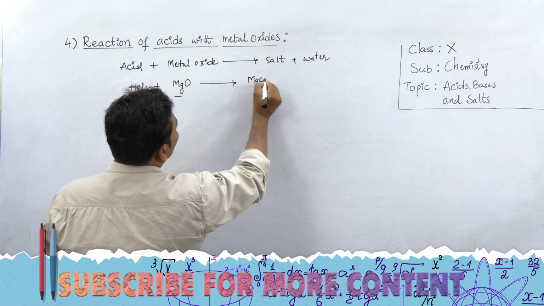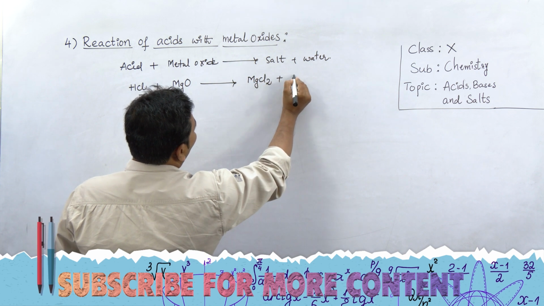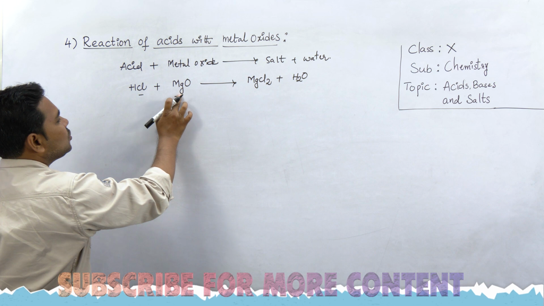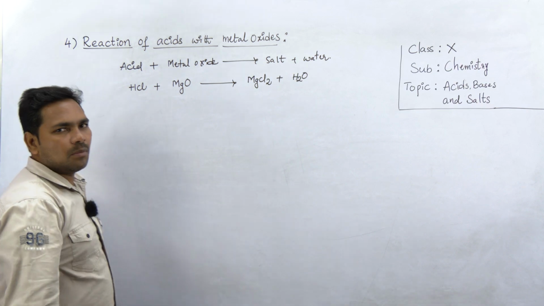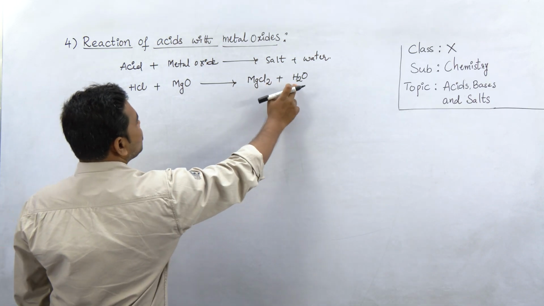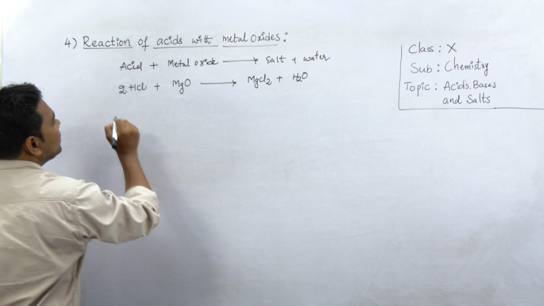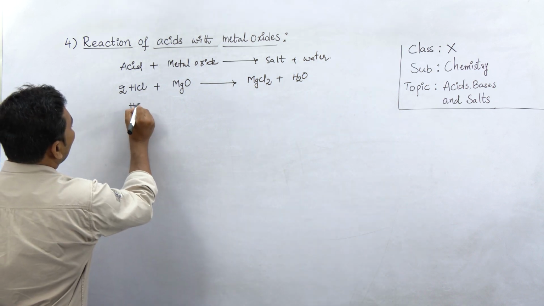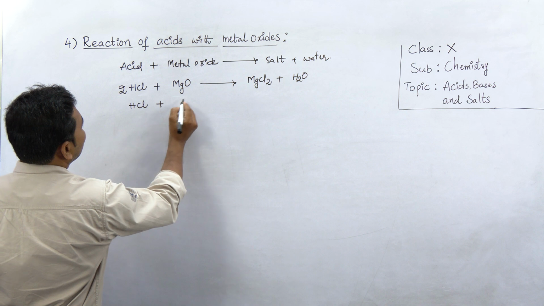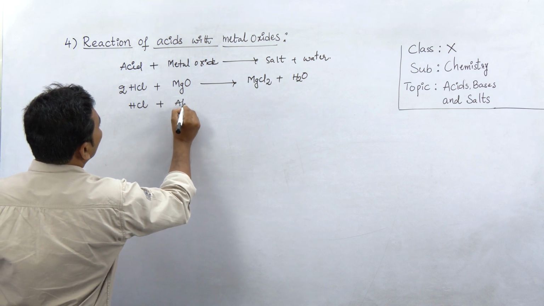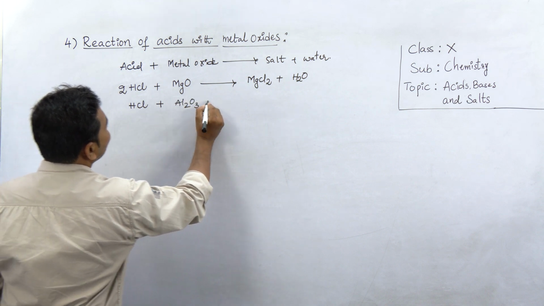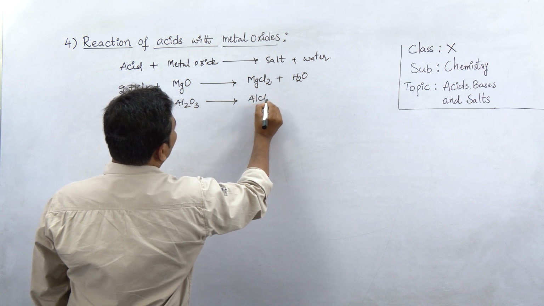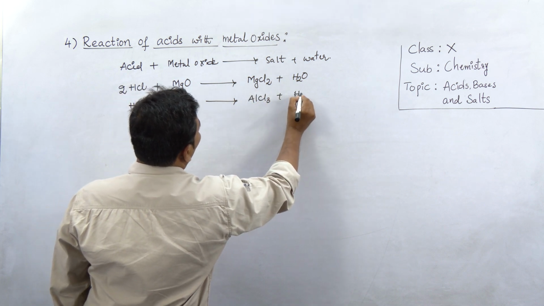MgCl2 plus, what is the other product? Water. After writing the products, we should not forget to balance the chemical equation. 2 chlorines, 2 hydrogens, I simply make it 2. That's all, it is balanced. Next, let me take another metal oxide like aluminium oxide. Let me take Al2O3. It produces salt AlCl3 plus water.